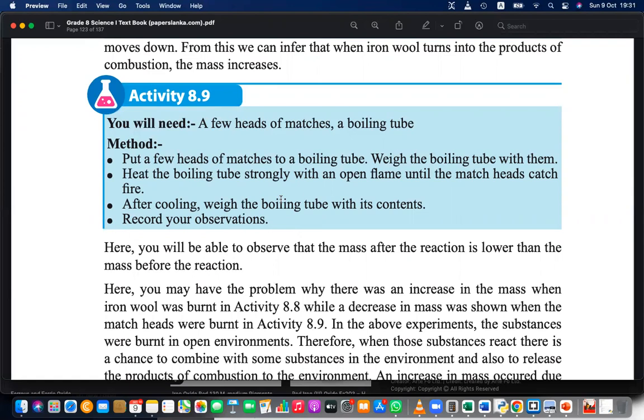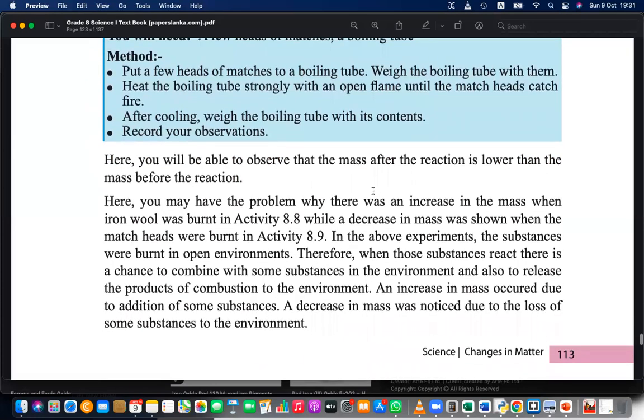The match burned the other way. After boiling, you can see it has less weight. Right? So here iron wool was burned in activity 8.8, while a decrease in mass was shown when the match heads were burned in 8.9. What has happened?